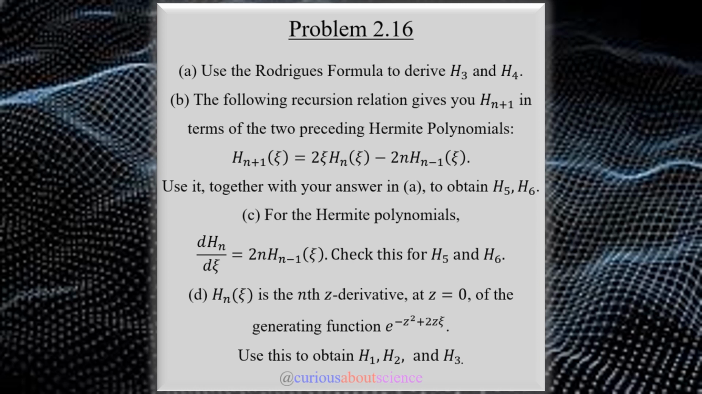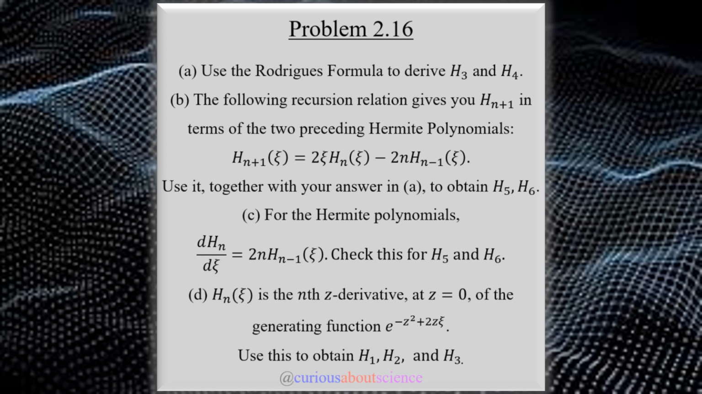Part B. The following recursion relation gives you H_(n+1) in terms of the two preceding Hermite polynomials. So instead of a coefficient recursion, we get the polynomial recursion via H_(n+1) of ξ is equal to 2ξ times H_n of ξ minus 2n H_(n-1). Use it together with the results in A to obtain H_5 and H_6.